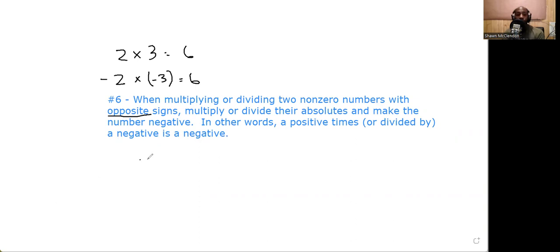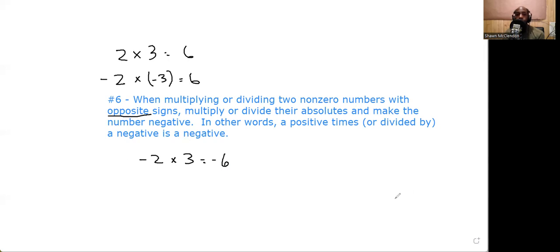So if you had -2 times 3, you're going to multiply their absolute values, which is 2 times 3 is 6, and then the answer is going to be negative. Why? Because the signs are opposite. If this is positive and this is negative, or this is negative and this is positive, the answer is always going to be negative. So again, review that. A positive times a positive is a positive. A negative times a negative is a positive. A positive times a negative, in any order, is always going to be negative.